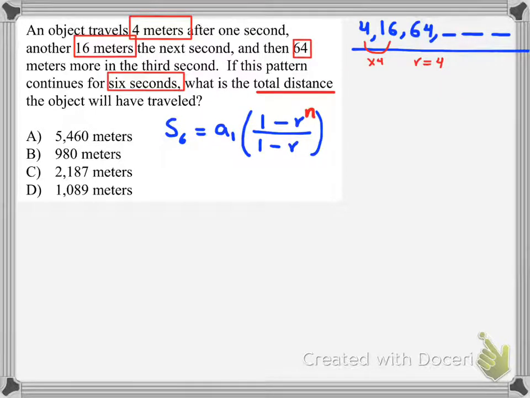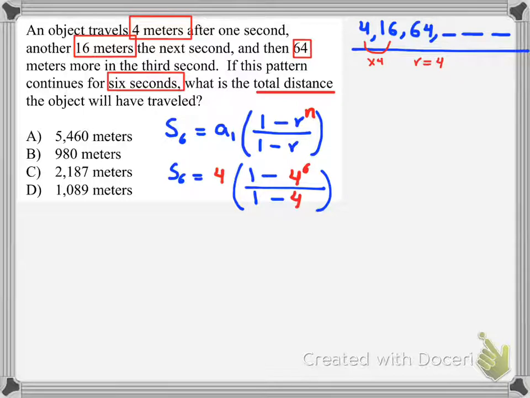And now I'm plugging the information into the formula. So the sum of the first 6 numbers is A1. A1 is the first number, so in this case A1 is 4. Then we have 1 minus R, 1 minus R. R is the ratio, which is 4 as well, 4. And N is how many numbers we need to add up. In this case, we are adding 6 numbers.